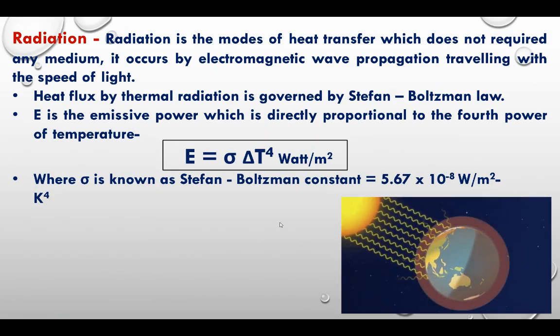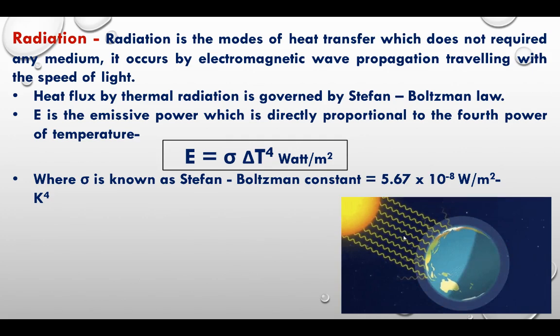Now we can come to radiation. What is radiation? Basically, radiation is the mode of heat transfer which does not require any medium. Only radiation is the mode of heat transfer where no medium is required. In the previous cases, for conduction and convection, a medium is required. In conduction, a solid body is required. In convection, liquid and gas are required. But here no medium is required. It happens only due to electromagnetic wave propagation, which travels at the speed of light.